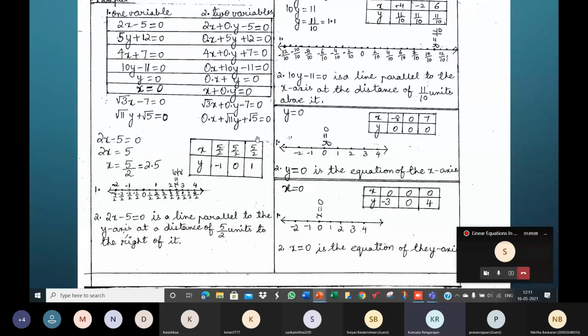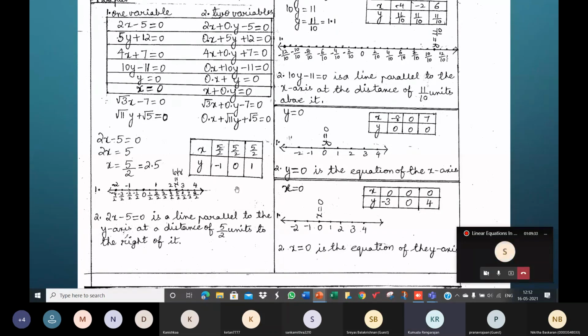Just see them here. Take up the equation. In place of x, use 5 by 2. What will you get? 5 by 2, so 2 and 2 cancel. You'll get 5 here. There is 5 here. Then in place of y, say 0. So this is 5 minus 5, 0. The equation is satisfied.